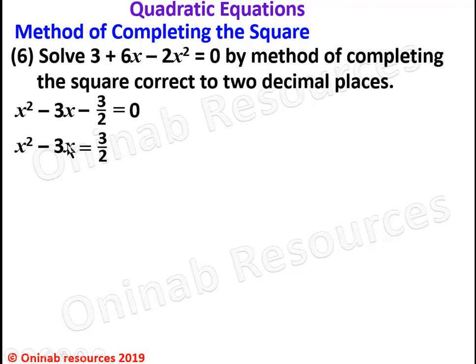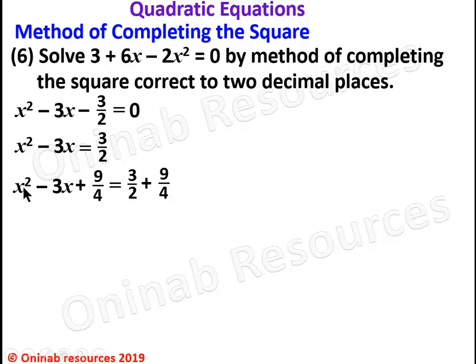Then make the left hand side a perfect square. So by adding, pick negative 3 divided by 2 gives negative 3 over 2, square it. That will be 9 over 4. We add 9 over 4 to the left hand side, 9 over 4 to the right hand side. So I have x squared minus 3x plus 9 over 4 is equal to 3 over 2 plus 9 over 4. Now we factorize the left hand side and simplify the right hand side.